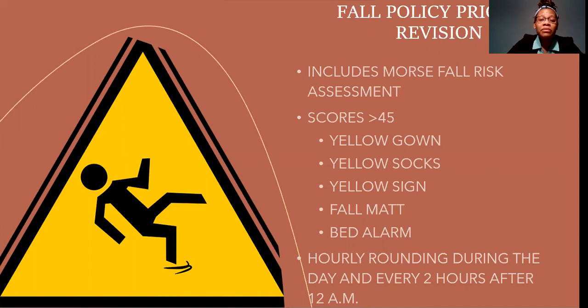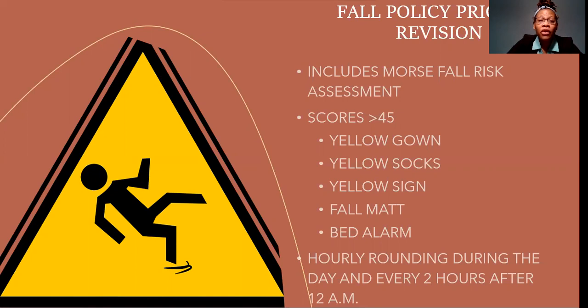The policy in place prior to my revision included the use of a Morse fall risk assessment scale. Each patient admitted to the unit had the assessment completed by the nurse, and standard precautions were put into place despite the fall score. Standard precautions include the bed being in low position and locked, the call light within reach, personal patient items within reach, and the floor remaining free of clutter.